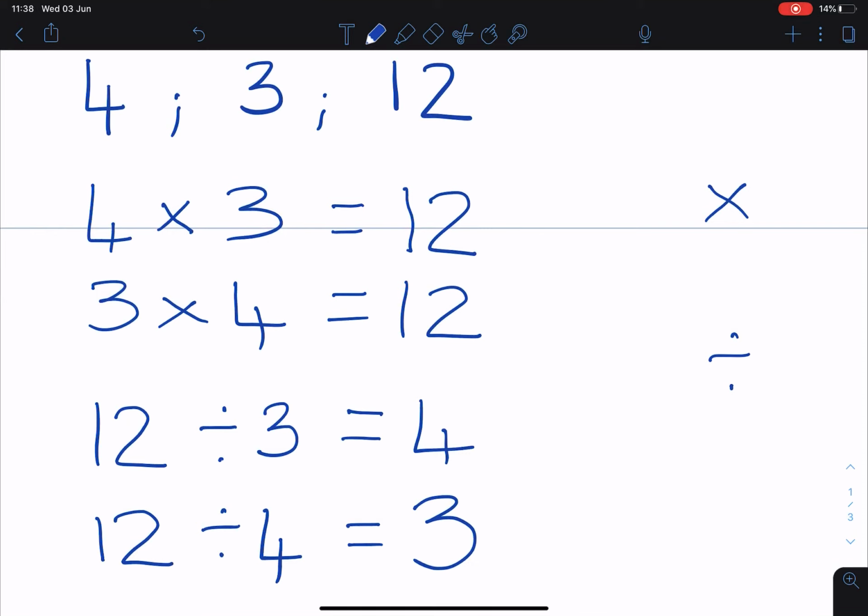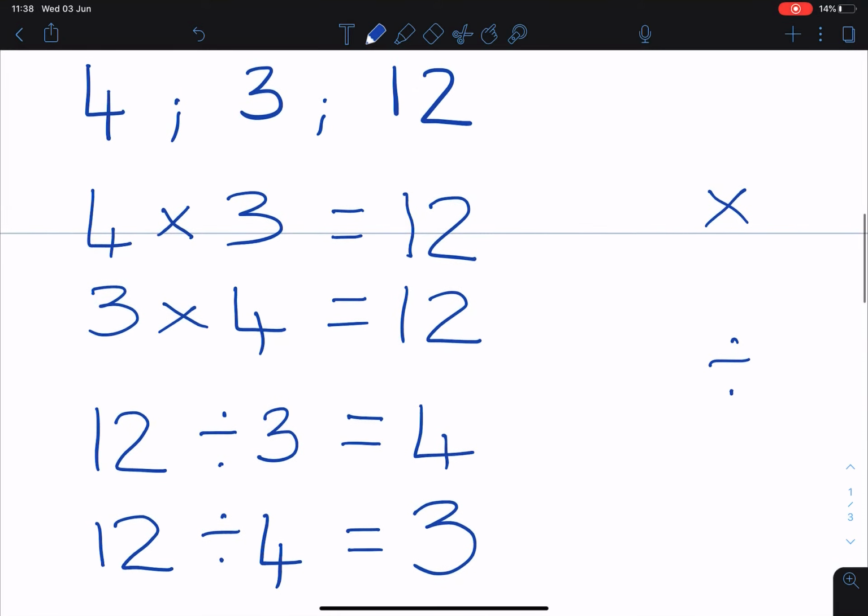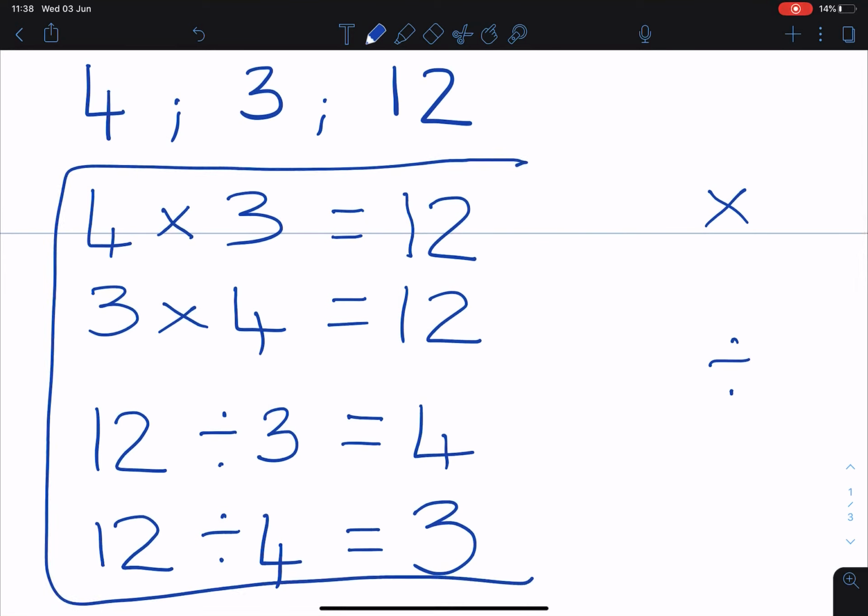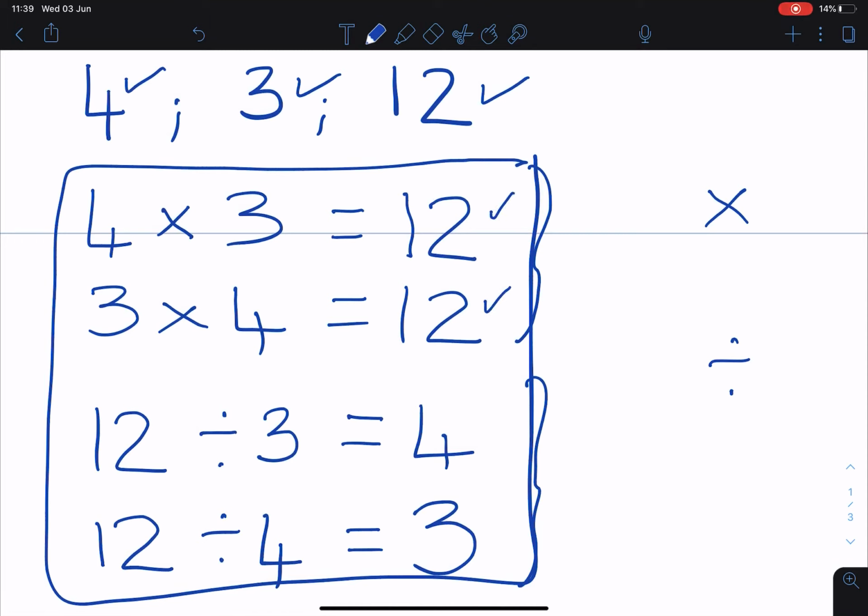3. So you can see that in each of these number sentences, we have used a 4, a 3, and a 12. We've swapped their order to make them correct. We have 2 times sums and 2 divide sums. And you will notice that the times sums have got big answers. The division sums, the big number goes at the beginning because you are sharing it out and your answers are smaller.